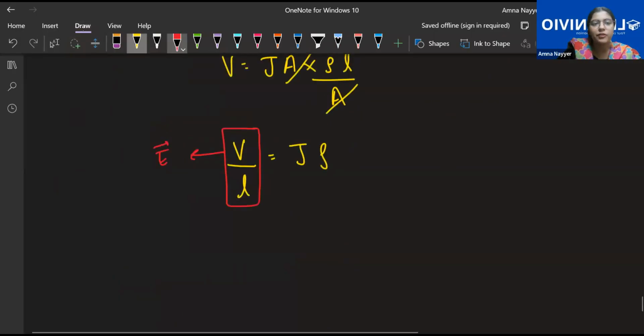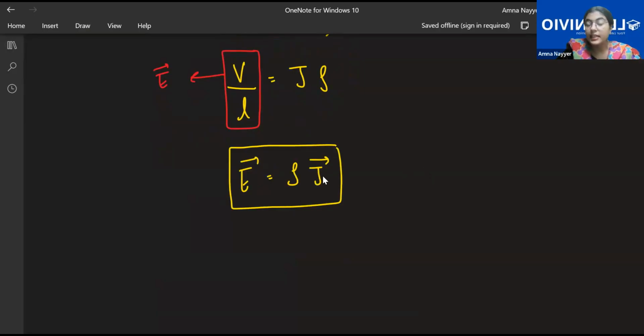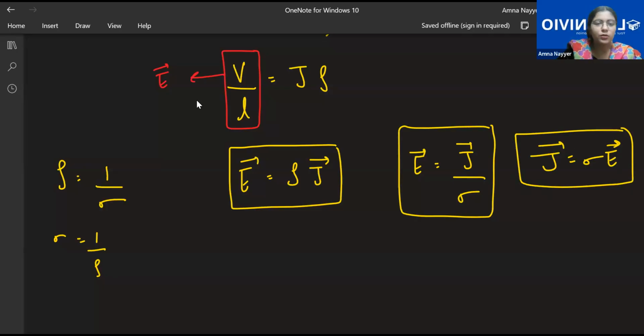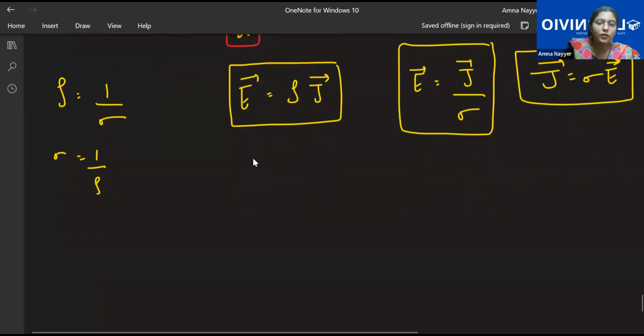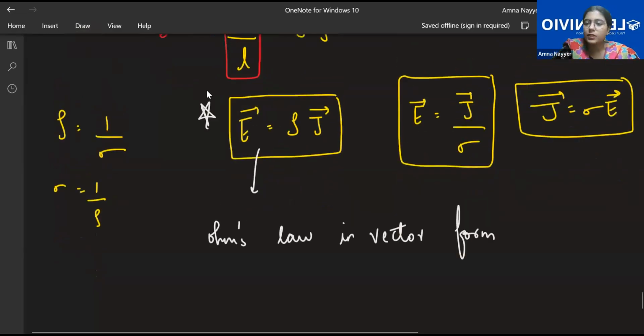So this is one very important relationship we have: E is equal to rho J. This is Ohm's law in vector form. So electric field will be resistivity multiplied by the current density. Also, you can write this. See, rho is equal to 1 by sigma, sigma is equal to 1 by rho. So from here you can say J by sigma will be equal to electric field. So you can also write J is equal to sigma E. So these are various formulas you can use. This is known as Ohm's law in vector form. Okay, this formula is more important from the competition's perspective, class.